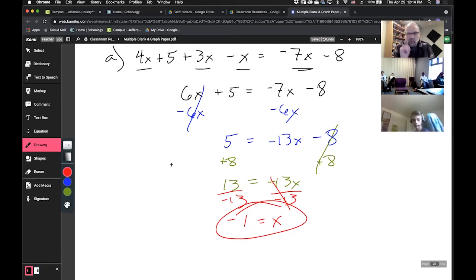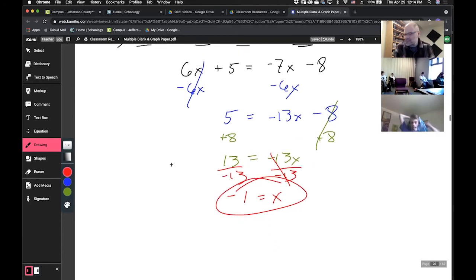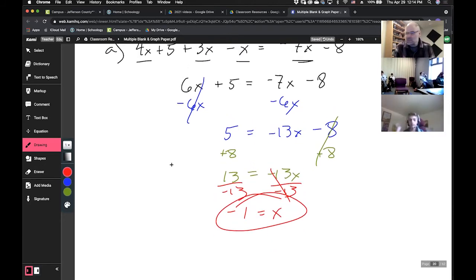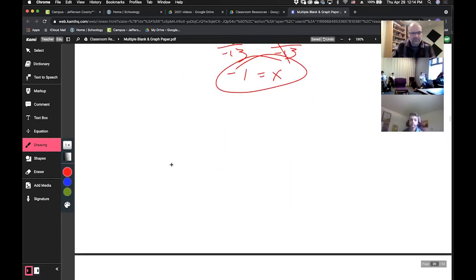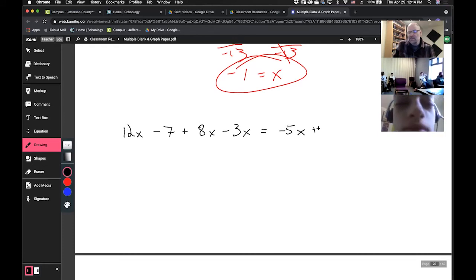Okay, we're going to have one more try for a free problem set. So let's try one more problem. 12x minus 7 plus 8x minus 3x equals negative 5x plus 15.